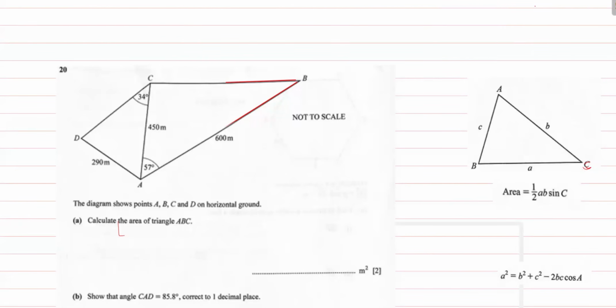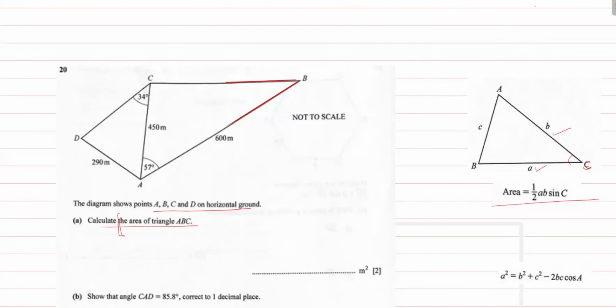Question 20. The diagram shows points A, B, C, D on horizontal ground. Calculate the area of triangle ABC. We will calculate the area of triangle ABC using this formula, and you can see this formula in the formula sheet. According to this formula, area of triangle equals 1 over 2 ab sine C. These are two sides a and b, and this is the angle between these two adjacent sides.